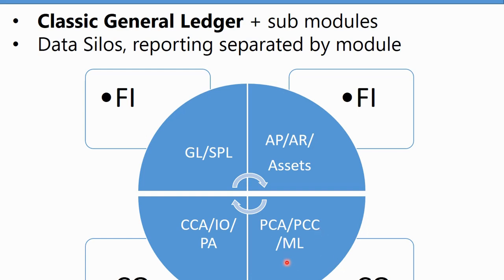But the main construct here was there were separate reporting modules. So if you wanted to run material ledger or profit center accounting or cost center accounting, assets or GL, you had to go to those specific modules to run specific reports. So the data, although it was integrated, wasn't really well shared between the various modules. So this is the state of play with the classic general ledger. So let's have a look to see how things then changed.